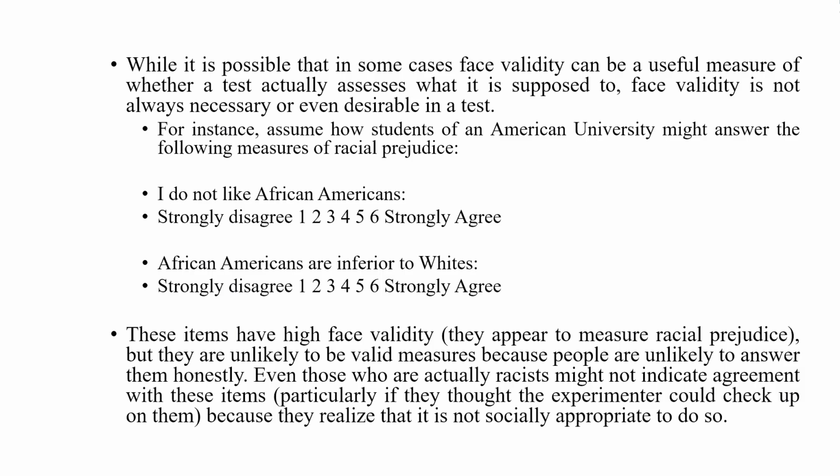Let's look at how students of an American university might answer the following measures of racial prejudice. The item is, I do not like African Americans, and the scale is strongly disagree 1 to strongly agree 6, so from 1 to 6 you have to answer. A similar item is, African Americans are inferior to whites. You have strongly disagree at 1 on one side, and strongly agree at 6.